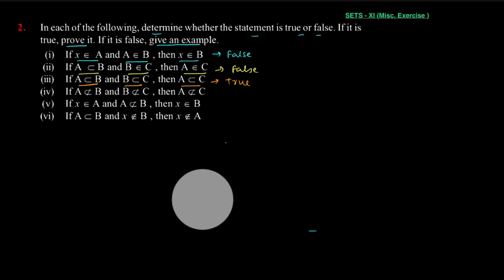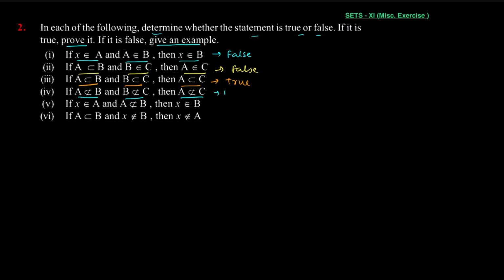Towards the next part. If A is not a subset of set B and B is not a subset of set C, then A is not a subset of set C. This statement is false. Let us take an example. Let us suppose we have a set A with elements 1 and 2. We have a set B with elements 2, 3. We have a set C with elements 1, 2 and 4. Then one can see that A is not a subset of set B.